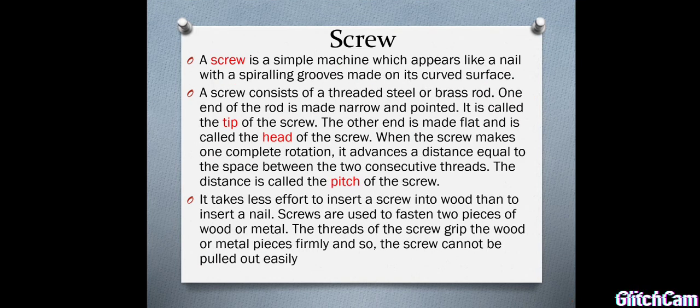Next, screw. A screw is a simple machine which appears like a nail but which has spiraling grooves on its curved surface. A screw consists of a threaded steel or brass rod. One end of the rod is made narrow and pointed, that is called the tip of the screw, and the other end is made flat, that is called the head.